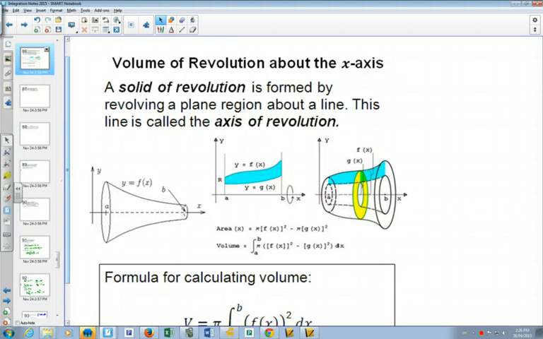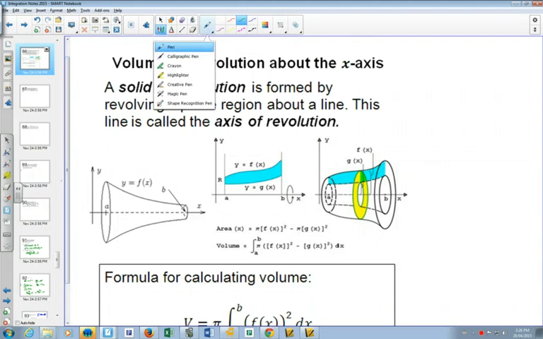Volumes of revolution. So what we're going to look at here, I don't know if you like highlighting your notes. I like highlighting.